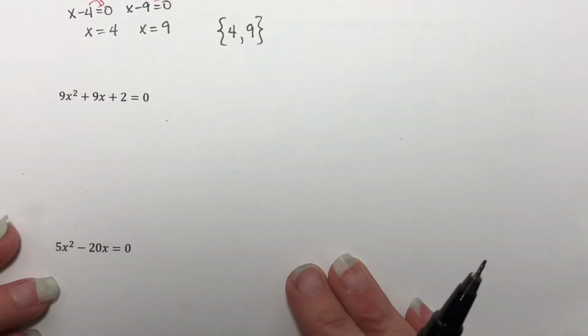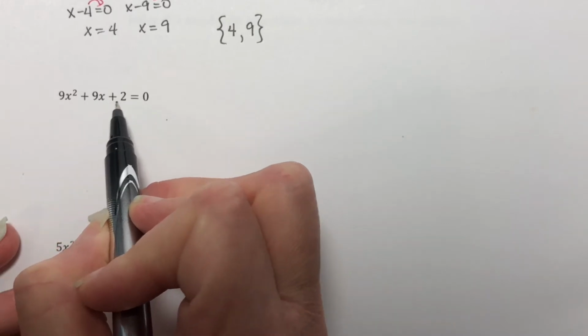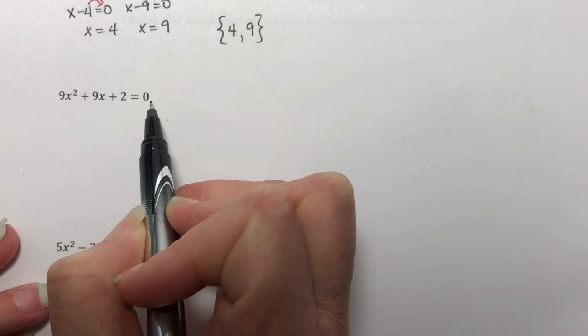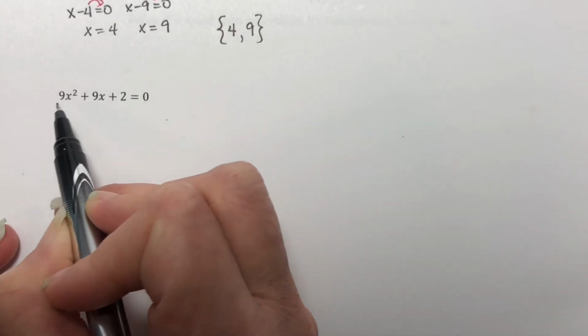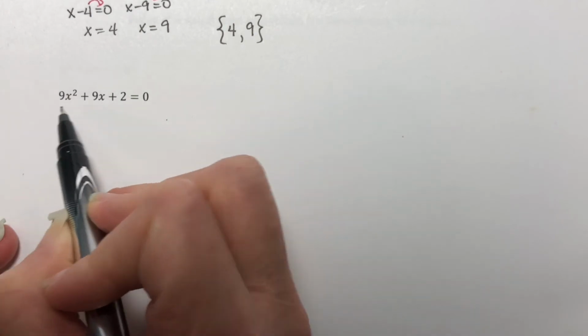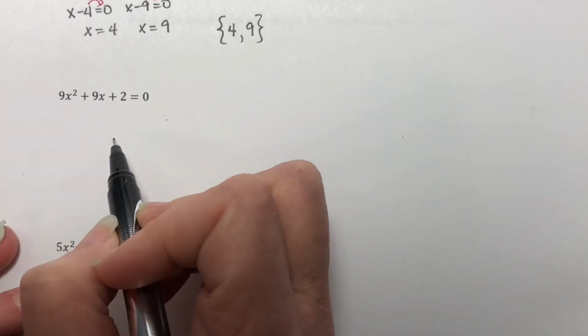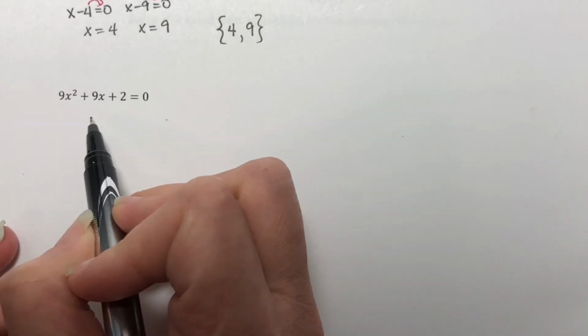Okay, so let's work 9x squared plus 9x plus 2 is equal to 0. I have the 0 I need, which is good. Now I need to factor this. I look for something I can factor out of all of them, not a least common denominator, a greatest common factor. Sorry, I misspoke. Look for a GCF that can factor out of this, and there's nothing, okay?